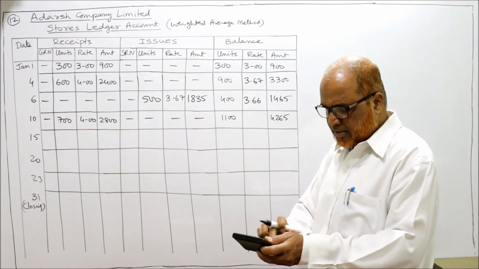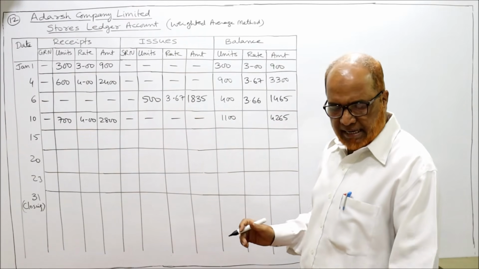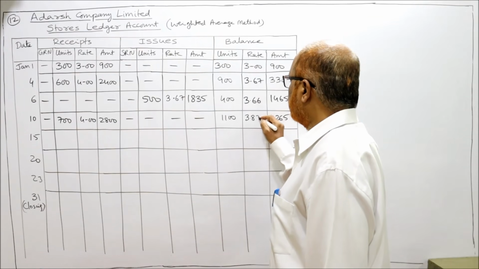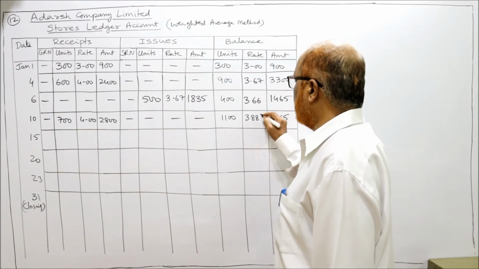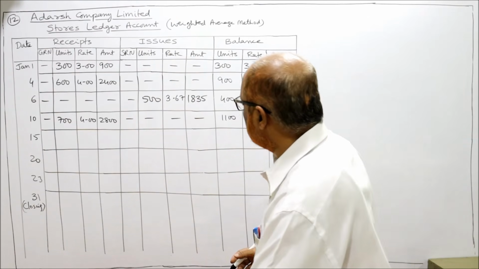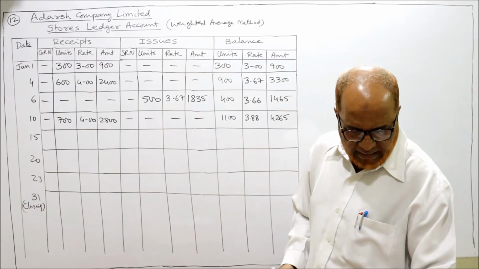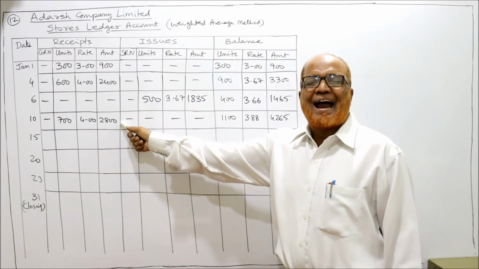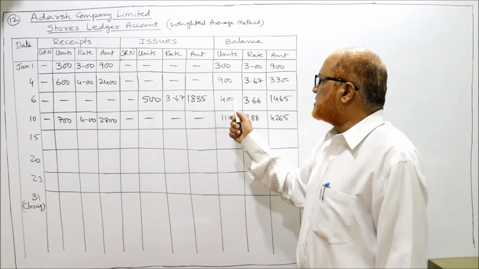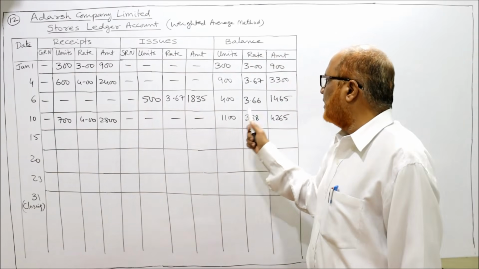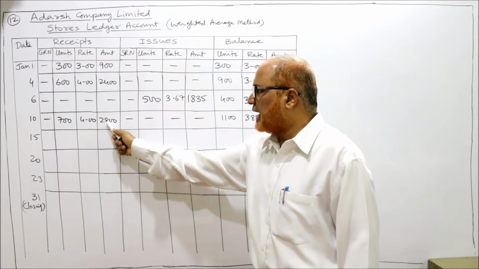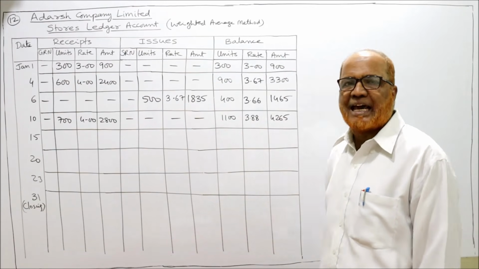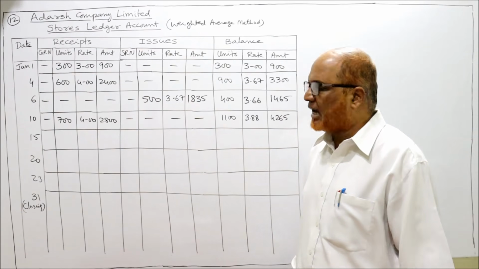4265 divided by 1100 gives 3.877. I will take 3.88. Now see, when we purchase the material, we are adding the quantity and adding the value. 400 plus 700 you are getting 1100. 1465 plus 2800 you are getting 4265. So 4265 divided by 1100 you will get 3.88. This 3.88 is the weighted average price.